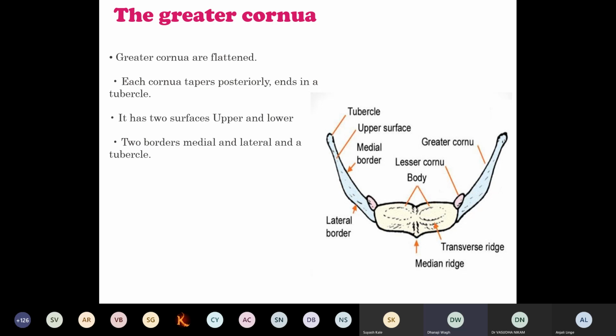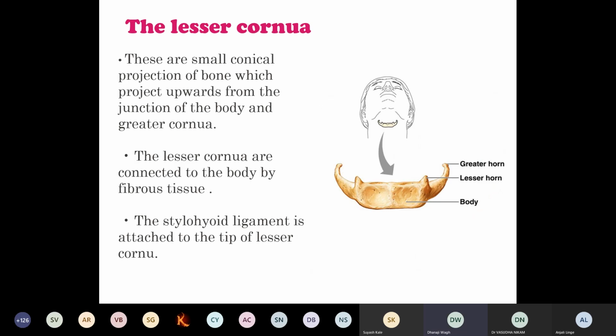Now see the lesser cornu, a conical projection of the bone. The projection is directed upward from the junction of the body and the greater cornu; that is the lesser cornu. The lesser cornu is connected to the body by fibrous tissue, and the stylohyoid ligament is attached to the tip of the lesser cornu.